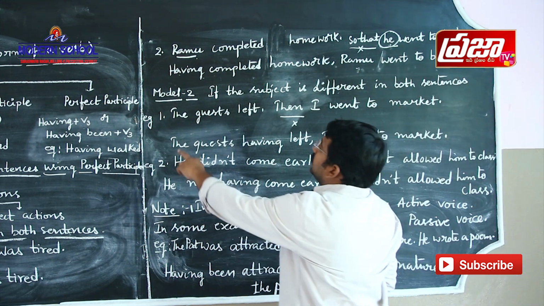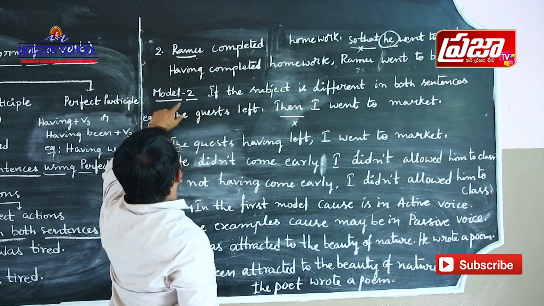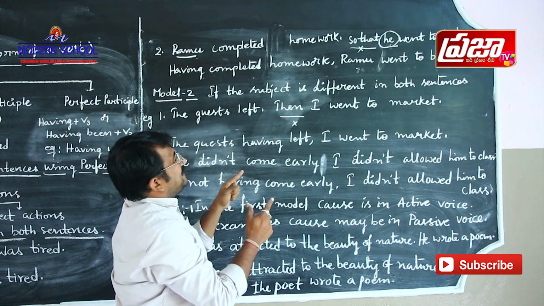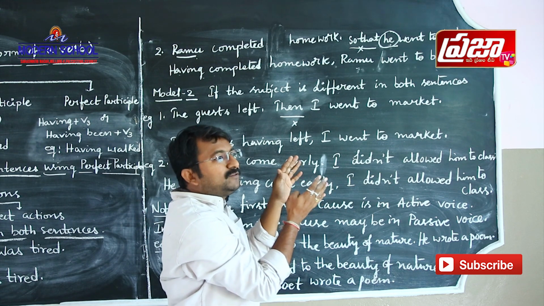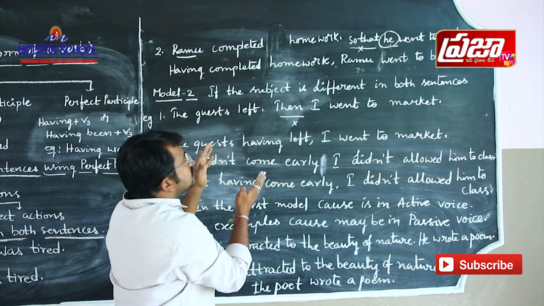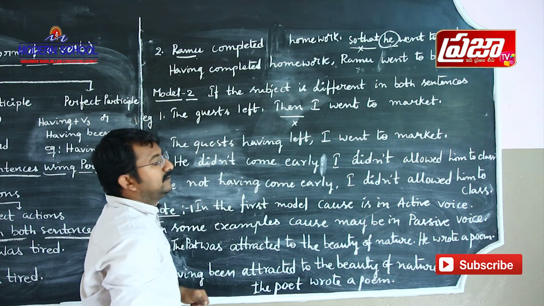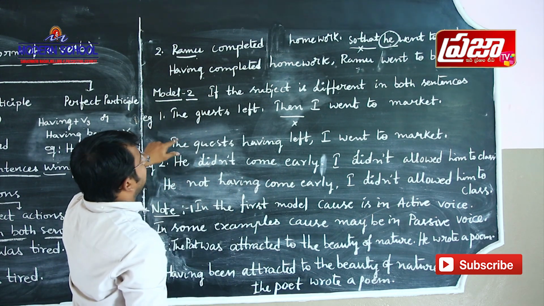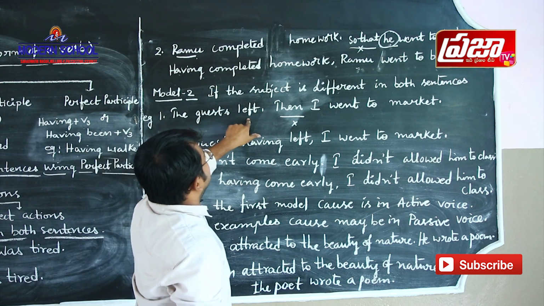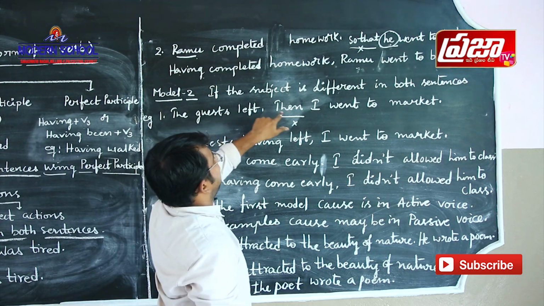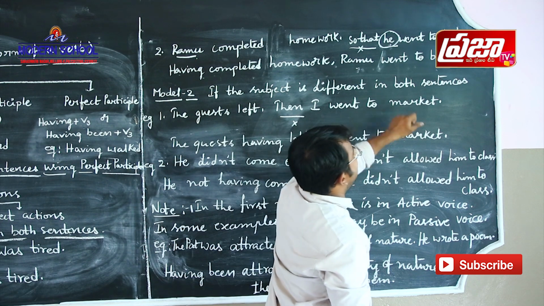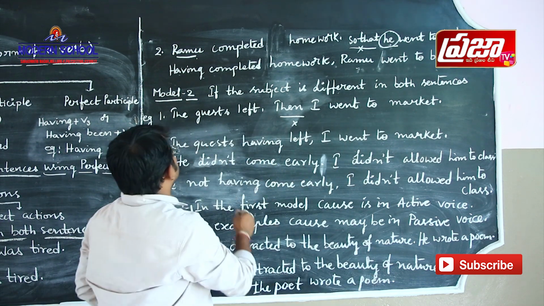And the next model is model 2. If the subject is different in the given two sentences, how to combine? So here let us see the example. The guest left. Then I went to market.